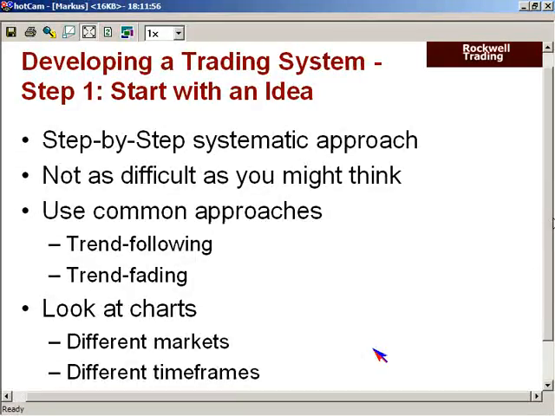You want to use in the beginning a common approach. You see, you want to start with an idea. There are 2 main approaches, and we'll talk about this in a little bit more detail a few slides down. We have a trend following approach and a trend fading approach. And I'll present to you which approach is for what kind of trader. See, it is not true that necessarily a trend following approach is better than a trend fading approach. It depends on you. It depends on your goals.